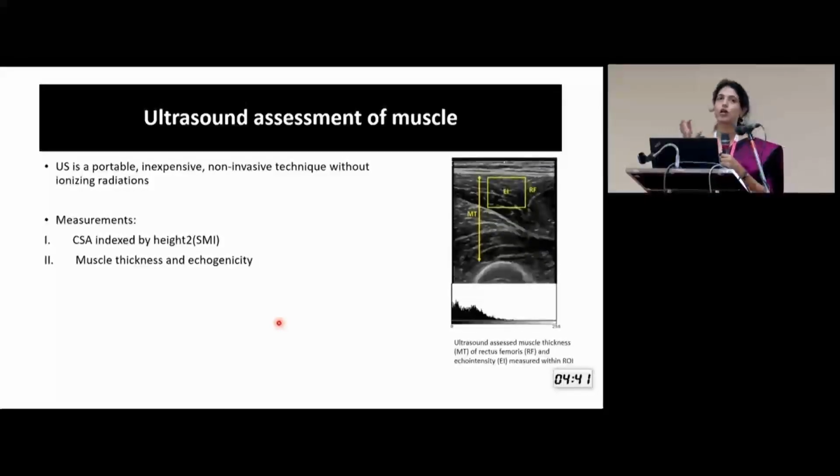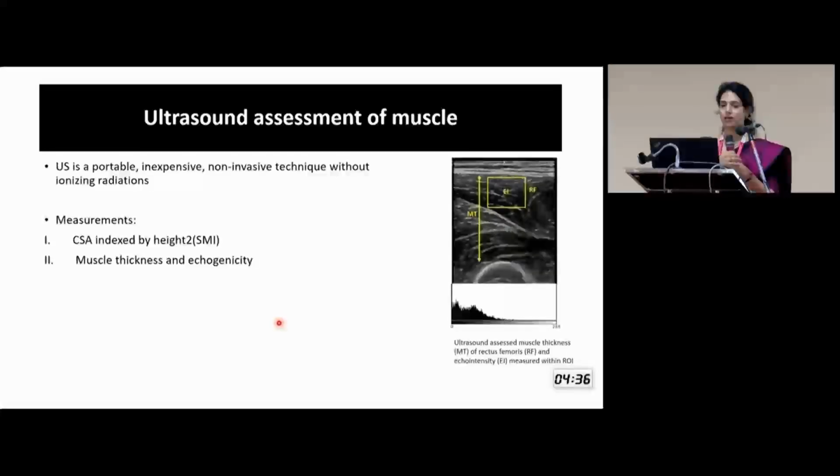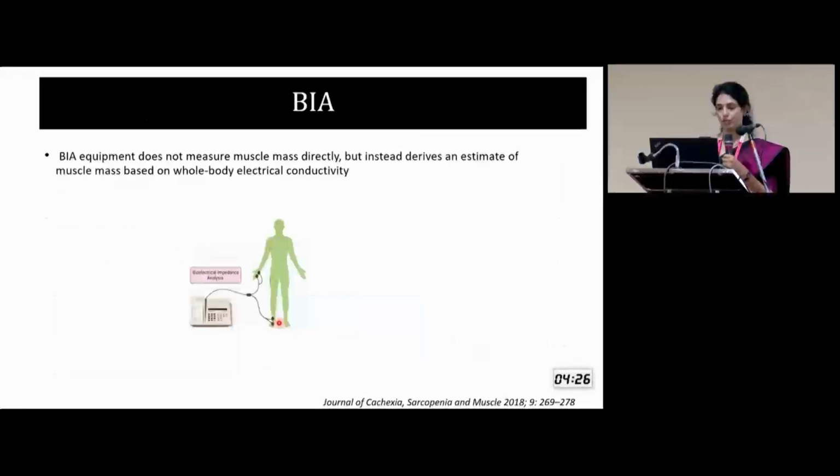Generally it was used for looking at local pathologies. Now this is being explored to understand muscle mass because we know it's inexpensive, portable, easily available. And these parameters are still developing. Again, it is not validated, but this is something we can look forward to in the future.